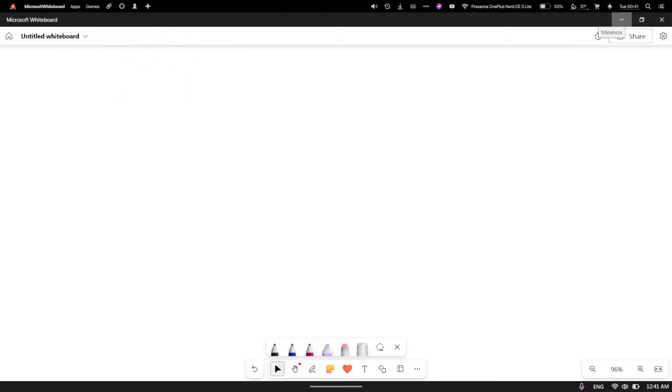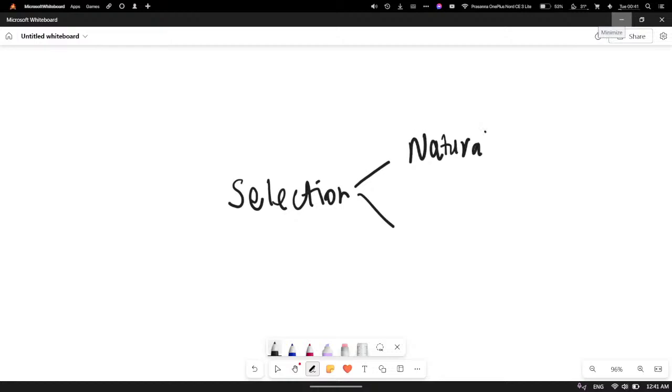So selection, adaptive features are caused by, oh, so selection, sorry. So selection, we have two types of selection. We have natural and we have selective or artificial.